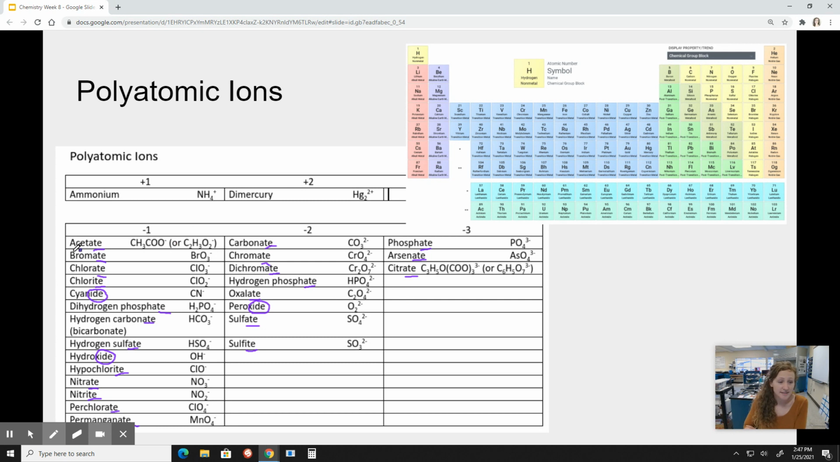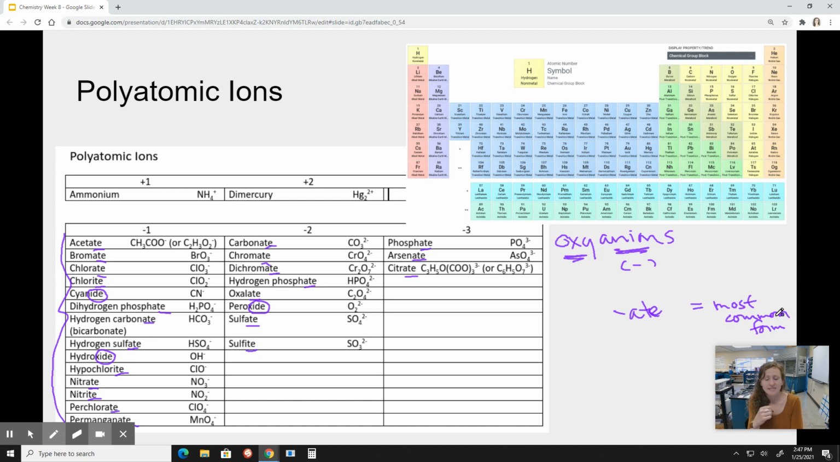Okay, so a lot of these negative polyatomic ions end in ates and ites. So what those are are oxyanions. Anions means they have a negative charge. Oxy means they involve oxygen. So they're polyatomic anions that involve oxygen. And the ates and the ites tell you something about them. So the ate form of them is actually the most common form.